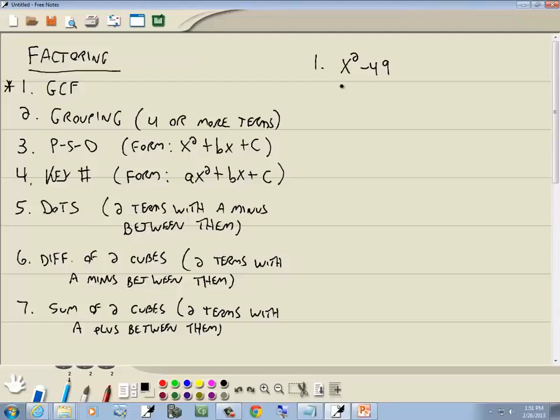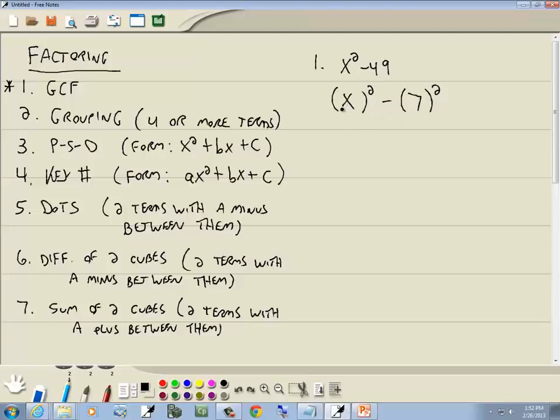Well, that fits. What we try to do is write something squared minus something else squared. We look at the x squared, we ask ourselves what times itself gives us x squared, and that's x times x. And we look at the 49, we ask ourselves what times itself gives you the 49, and that'd be 7 times 7. So we were able to rewrite this as something squared minus something else squared.